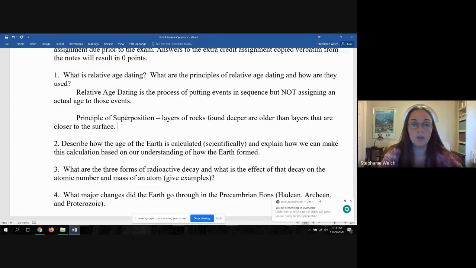Now, when you're dealing with events that have overturned rocks, then you don't necessarily still have this relationship where the oldest is on the bottom and the youngest is on the top. But that's why this principle is so important, because at least you know that the rocks were originally laid down in that sequence. So no matter what happens later, you can still figure out what was formed first and what was formed second and so on. And you can still do relative age dating on those layers.